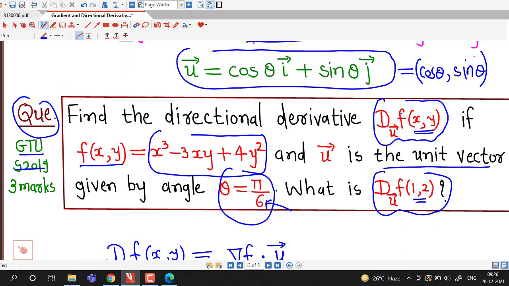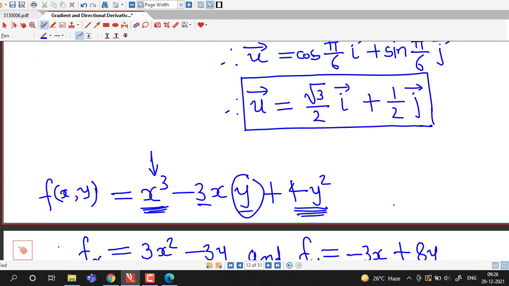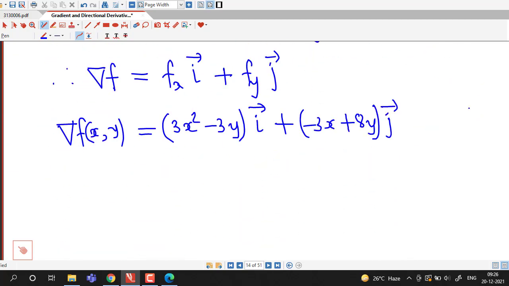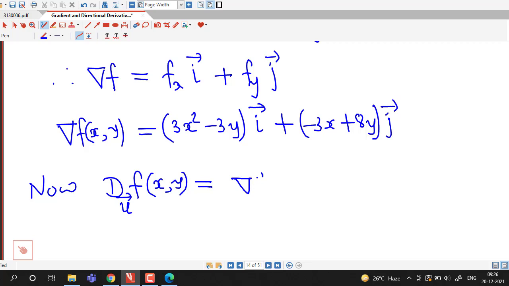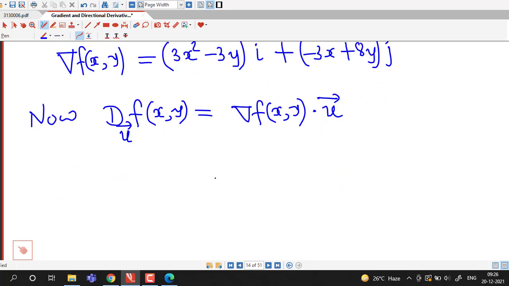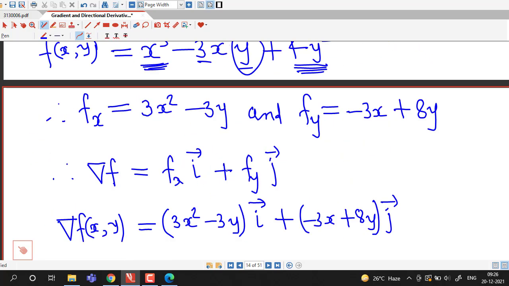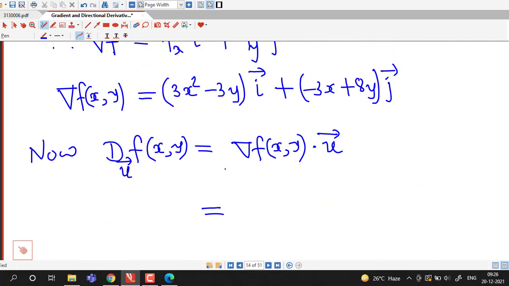So first we have to find the directional derivative of f at any point xy. For that we take the dot product of this unit vector and this gradient vector. So by the formula of directional derivative at any point xy in the direction of unit vector u bar, it is the gradient of f at any point xy dot product with unit vector u bar. So we have to take the dot product, so we have to multiply corresponding components.